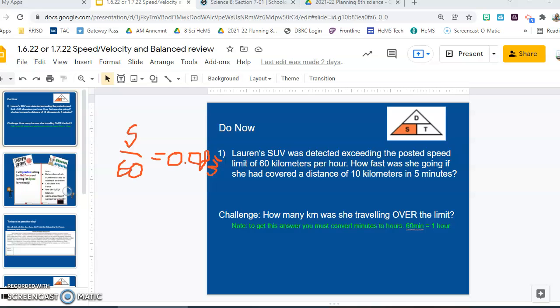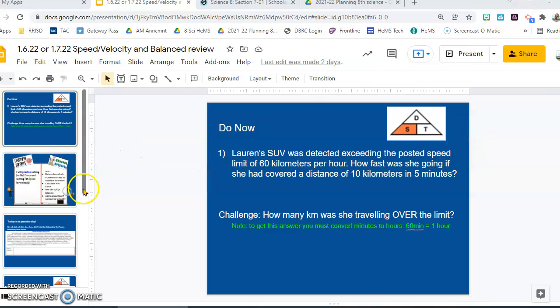Now we're going to say, well, 10 kilometers. So we'd have 10 divided by 0.083, and because it's repeating, just put in a bunch of 3s afterwards. That answer is what you would put into Schoology in today's Do Now, whatever you come up with there. All right. That's amazing.